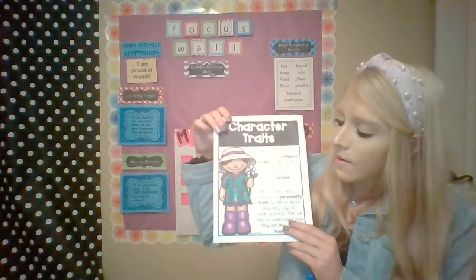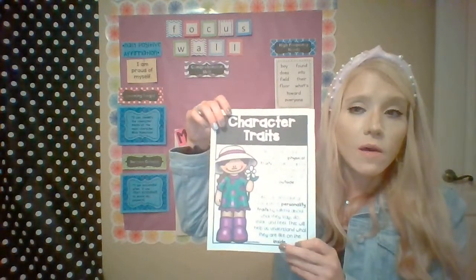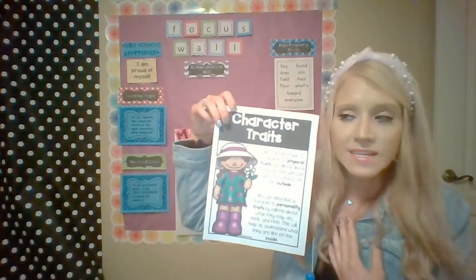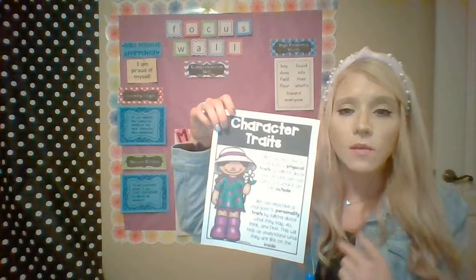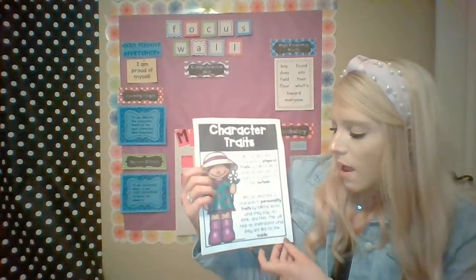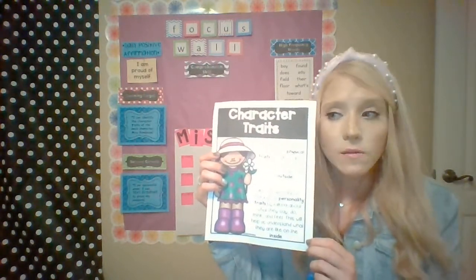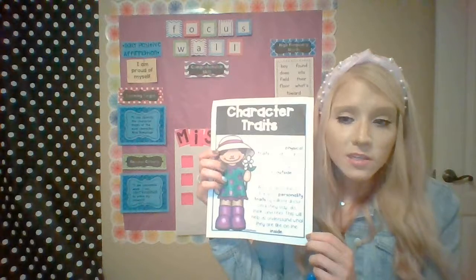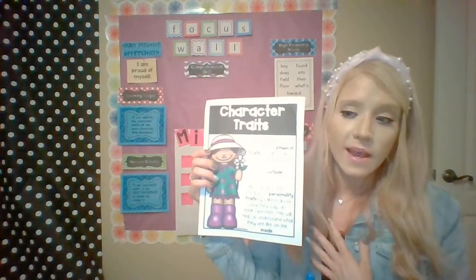Now, the other type of character traits are the personality character traits, or how the character feels. You can't see that on the outside. Those are on the inside. How you think, how you feel, how you act. So those are things like happy, sad, are you friendly, lonely. Those are still adjectives. Those are all describing words, but you feel them on the inside.